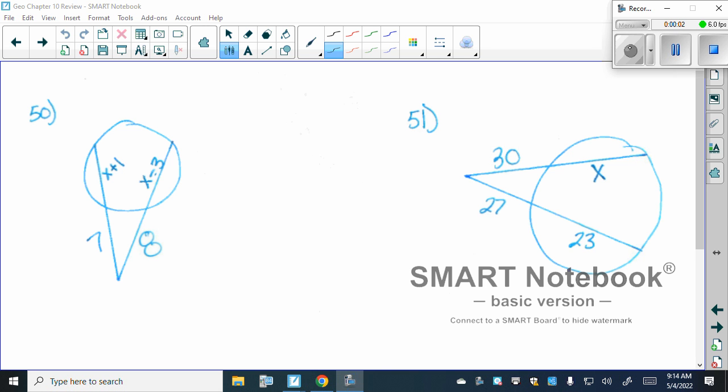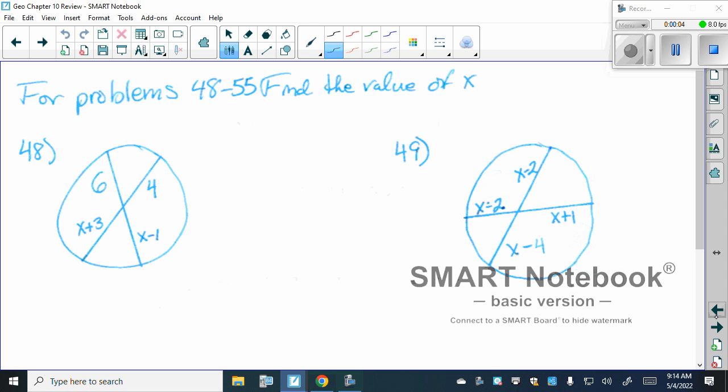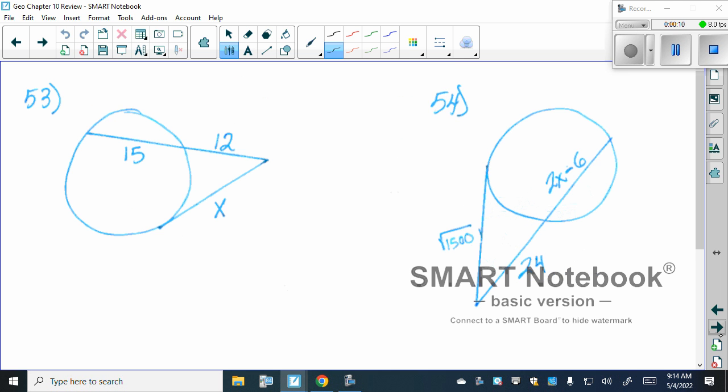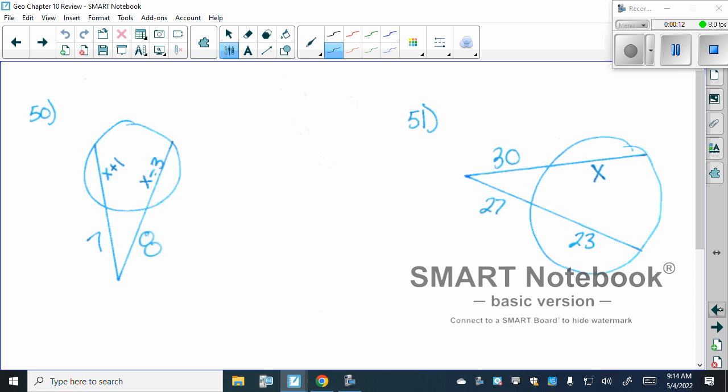We did finish up with number 49. This one here. Yep. So 50 and 51 are essentially the same exact thing. Outside times the whole: exterior length times the whole length is equal to the exterior times the whole.